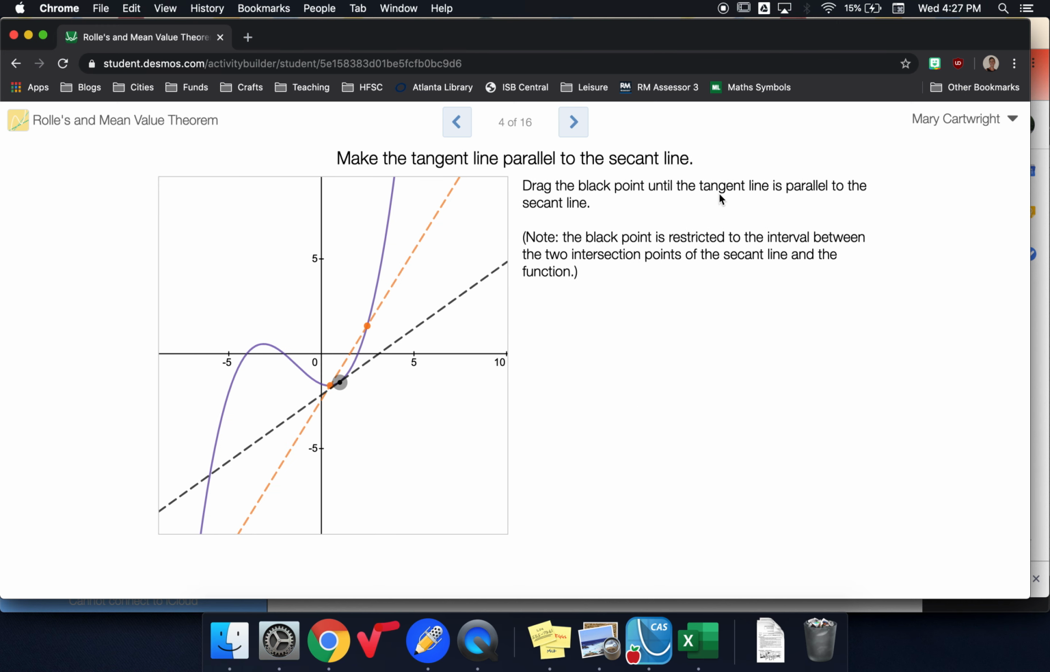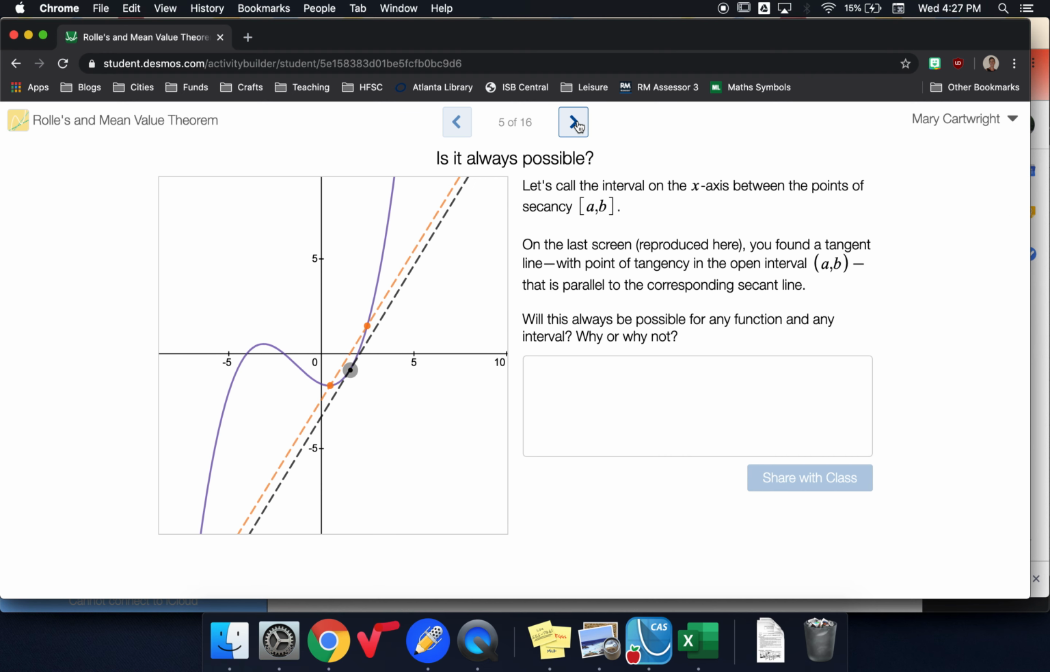Drag the black point until the tangent line is parallel to the secant line. So I want these two lines to be parallel. Looks like it's about there. All right. So I've got my interval on the x-axis between the points of secancy to be a and b. So that means I'm going to call this a and this b. There's my x-axis. And I found my tangent line with my point of tangency between a and b.